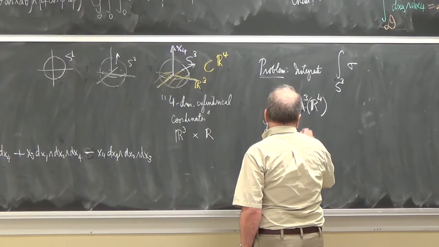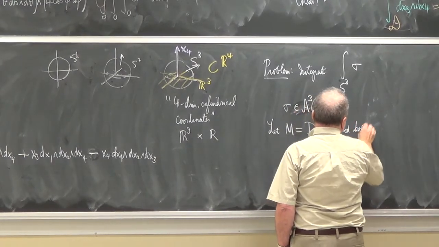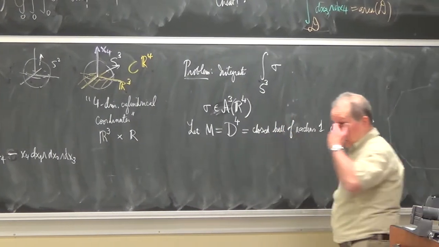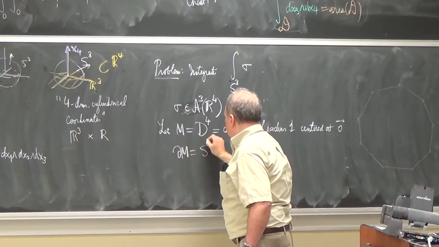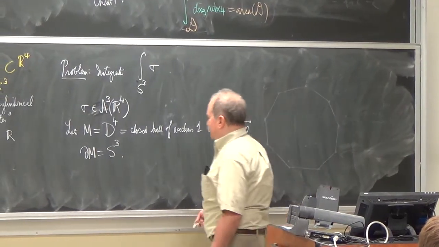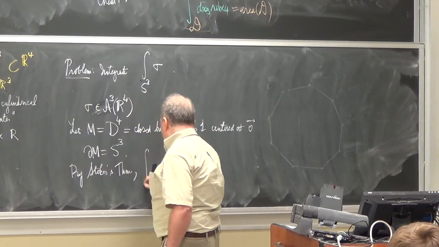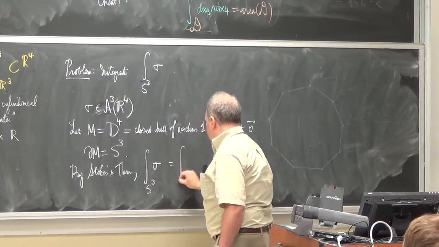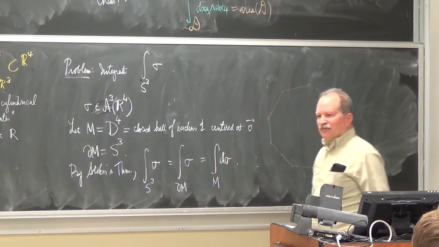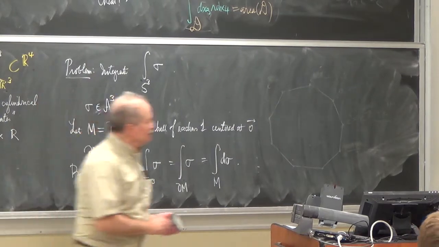So let's let M be what I'm going to call D4, which is going to be the closed ball of radius 1, centered at the origin. Then the boundary of M is exactly my 3-sphere I'm interested in doing my integral over. Okay, so here we go. By Stokes' theorem, the integral of sigma over the sphere means I'm integrating sigma over the boundary of M. So I should just integrate d sigma over M. Pray tell me what d sigma is. It's just 4 dx1 wedge dx2 wedge dx3 wedge dx4. Thank you.